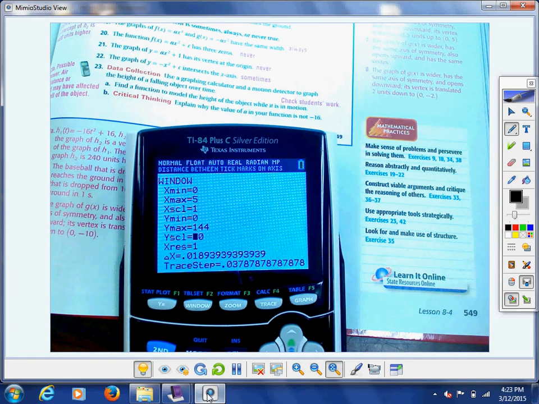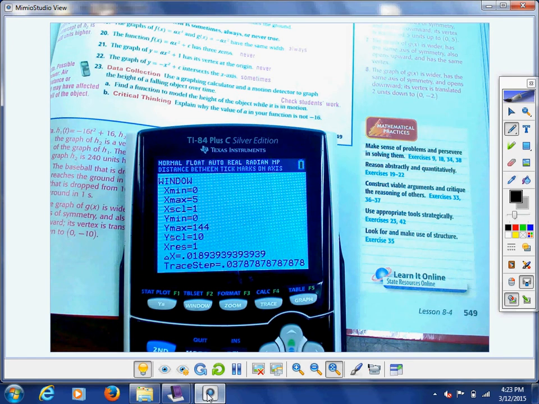The rest of it, the x res, the triangle x and trace step, don't worry about that. Just ignore it. It's not going to affect your graph one way or the other. Okay? So double check your numbers. Make sure your x min, x max, x scale, y min, y max, and y scale all look like mine. Okay? It would be very, very helpful if it was.